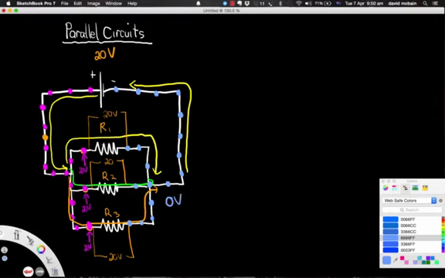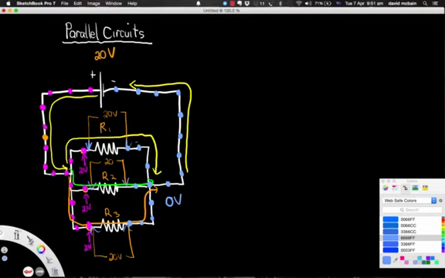So that means that if we look at the potential difference across each resistor, we're comparing this one here to this one here, and that's going to be 20 volts. The same comparison between here and here will also be 20 volts, likewise here and here. So it's a very important idea.